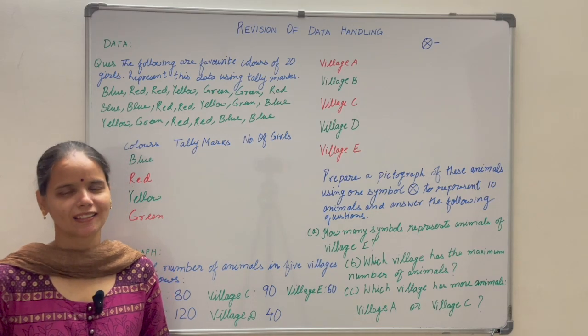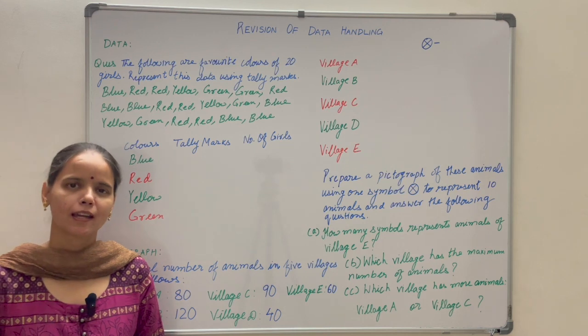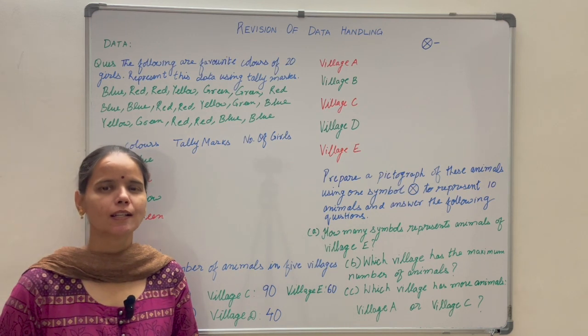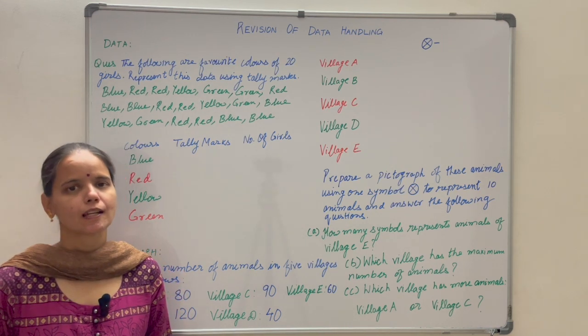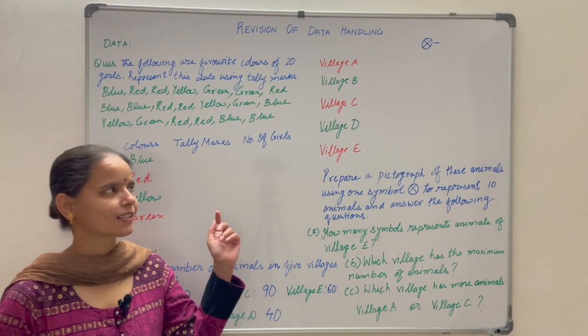Revision of data handling. Data. Data is a collection of numbers gathered to give some information. Data is recorded and then organized. It is represented in tabular form using tally marks. Let us take this question.